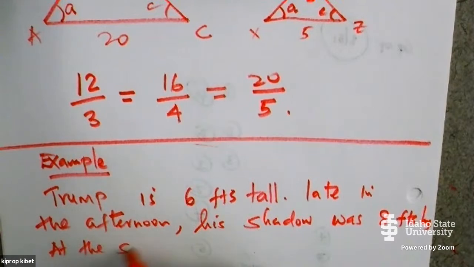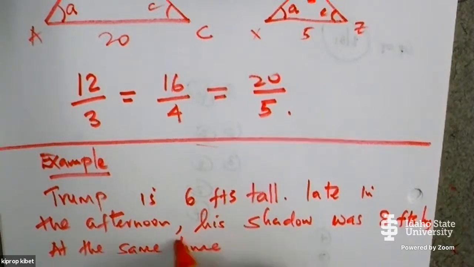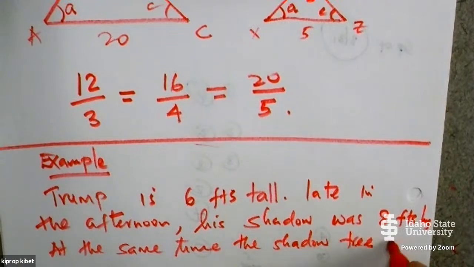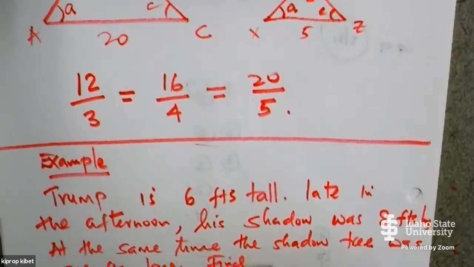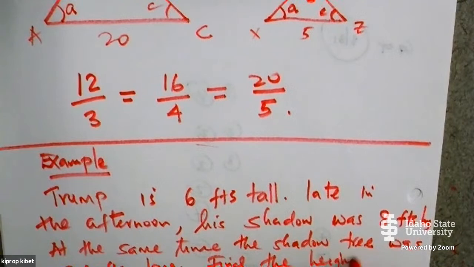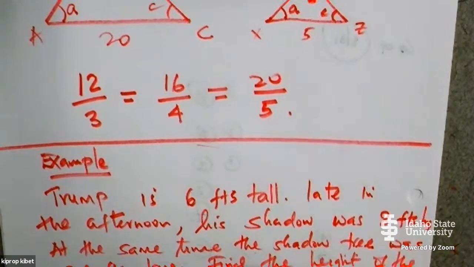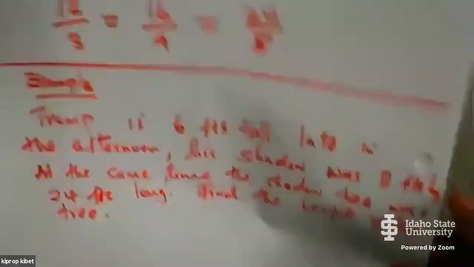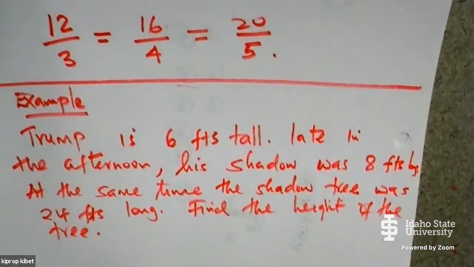At the same time, the shadow of the tree was 24 feet long. Find the height of the tree. Okay. And the height of the tree.